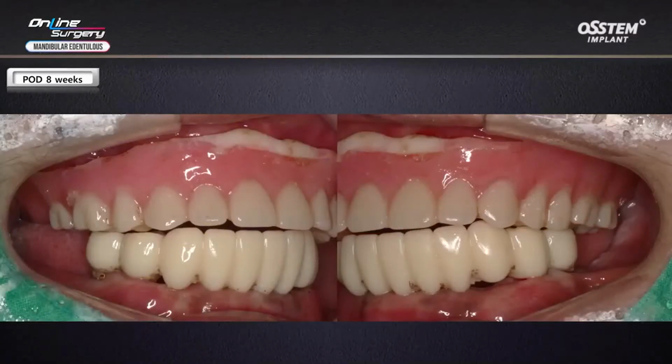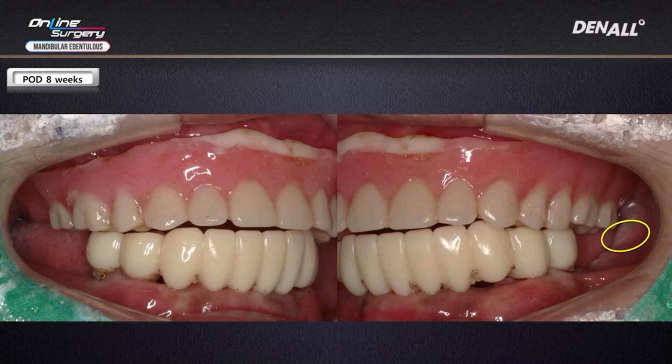If you look at the posterior area of left and right, on the right side where grinding was done, it looks okay. However, on the left, especially in number 7, because of the ramus, the vertical dimension seems to be lacking. This will be addressed later in a simple manner. Thank you for watching.